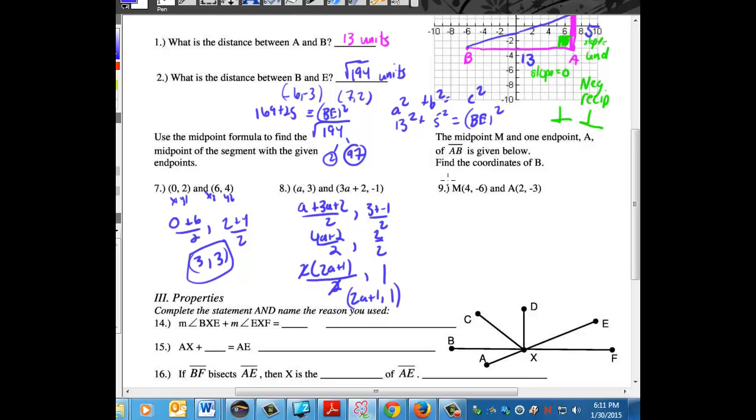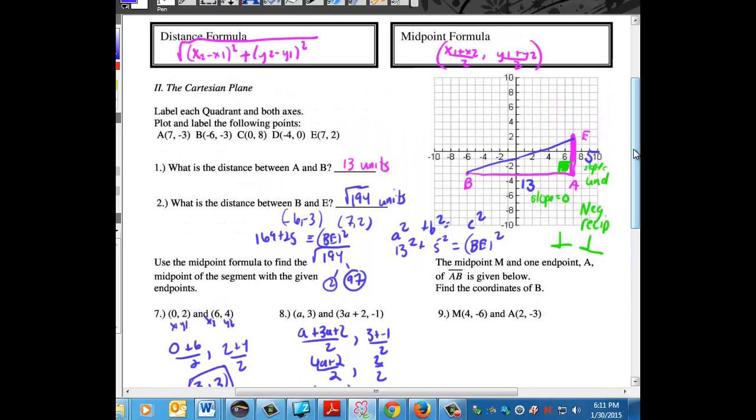Alright, the next question is challenging, to say the least. If we were to scroll up and graph this point, let me change my color again. So if we were to graph (4, -6), let's put that point here. This is my midpoint. And then I would graph (2, -3). This is my A point.